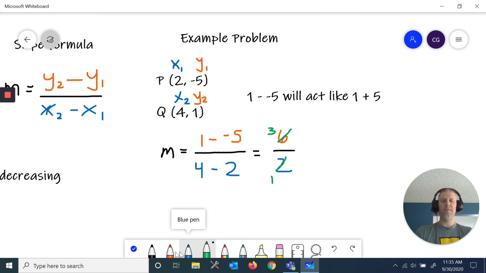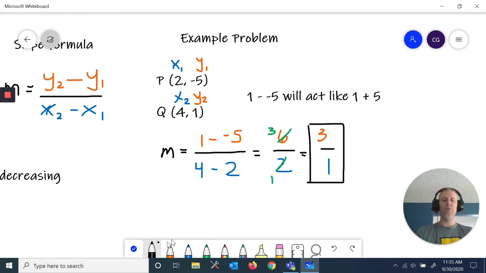So m equals 3 over 1. That's my final slope, a rise of 3 and a run of 1. I could write that just as 3 as a whole number, or as 3 over 1 as a fraction.